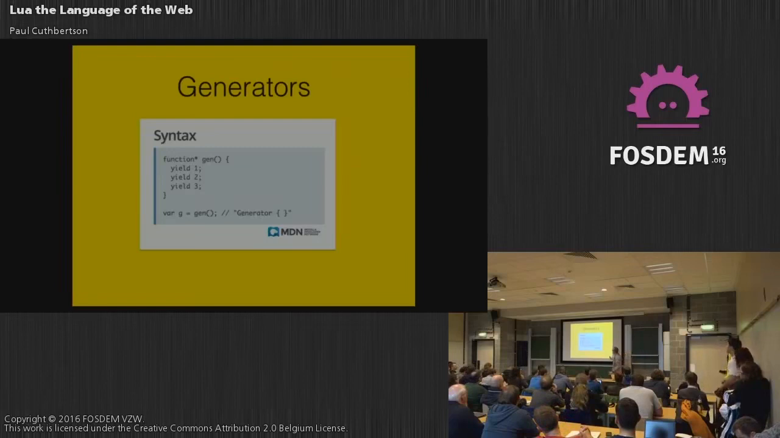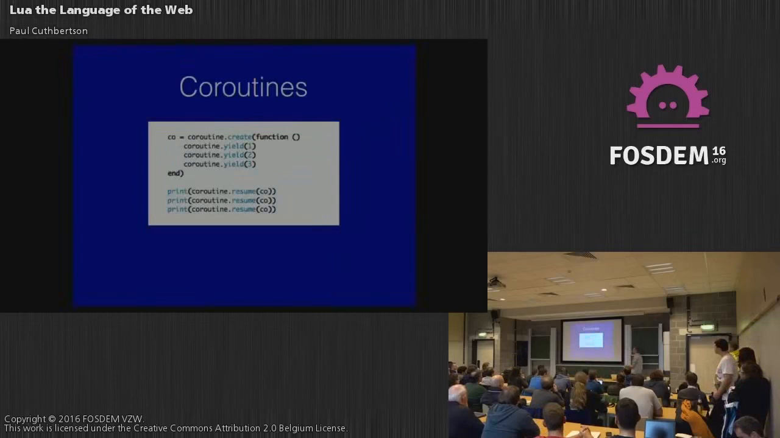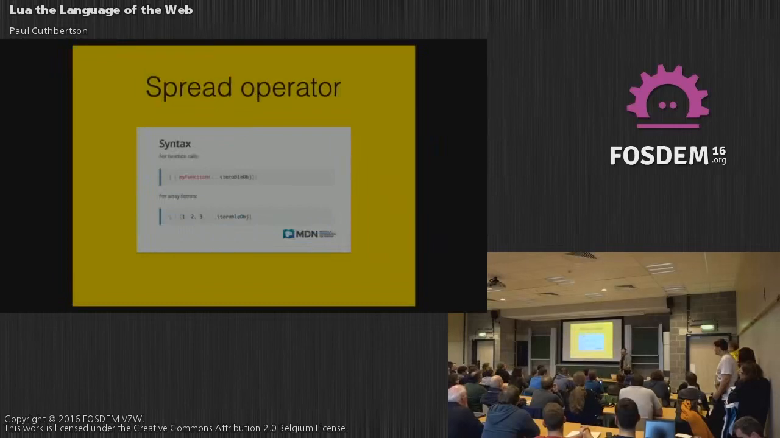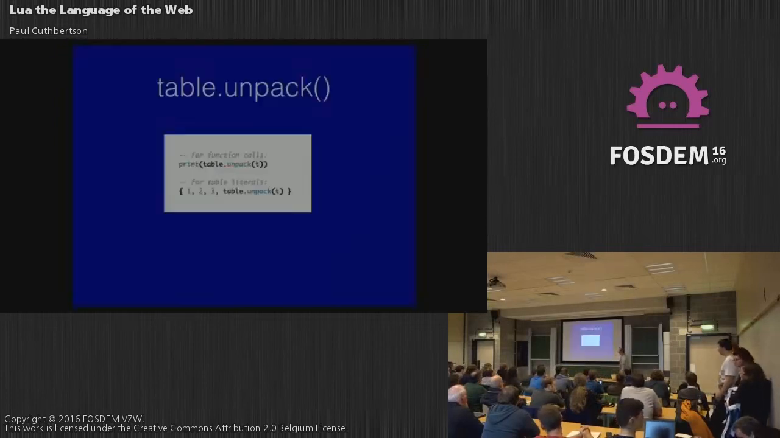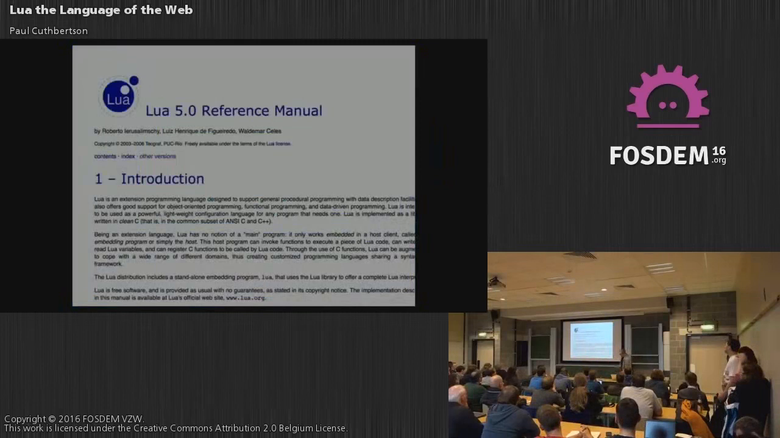First of all, generators, obviously. It's cooperative multitasking, very similar to something we know already, which is coroutines. The syntax is very similar. There's the spread operator that takes an array and unpacks it into its individual parts, very much like table.unpack. Table.unpack was released with Lua 5.0 in 2003. So that's 13 years it's been in Lua, and it's only just got to the browser, which is great.